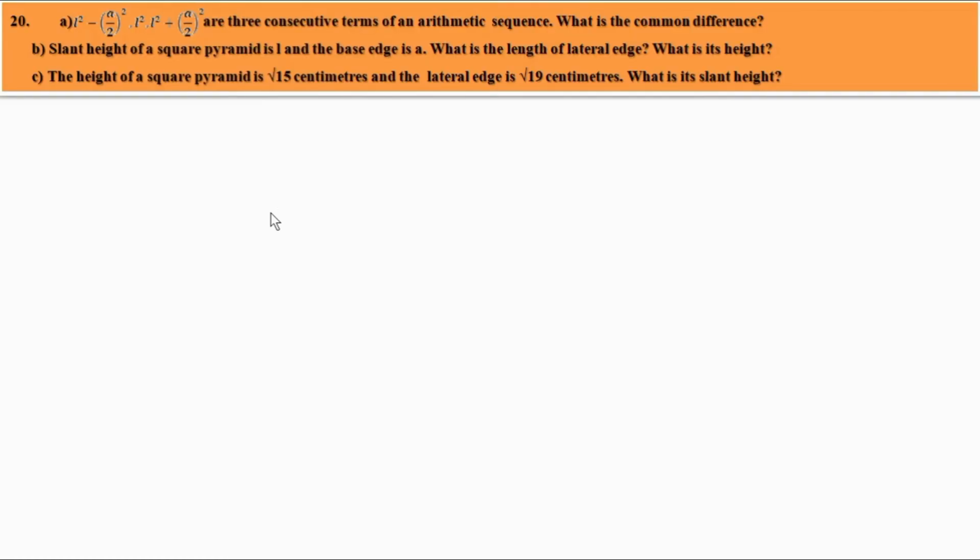If (a by 2) whole square is added to L square minus (a by 2) whole square, we get L square. Again, if we add (a by 2) whole square to L square, we get L square plus (a by 2) whole square. Therefore, the common difference of this sequence is (a by 2) whole square.